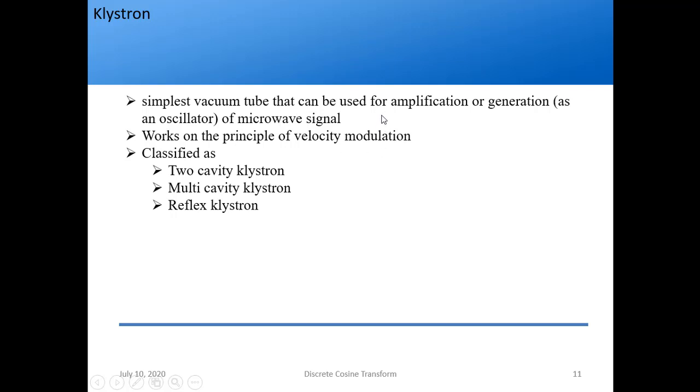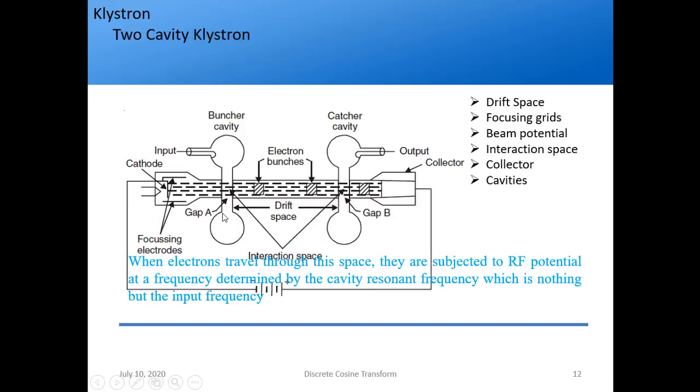So all the tubes which we study work on the principle of velocity modulation, in fact, and they are classified as two cavity klystron, multi cavity klystron, and reflex klystron. So today we'll study these first two and we'll keep this for tomorrow. Okay.